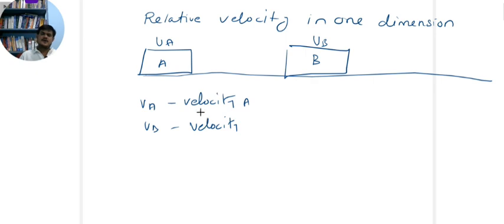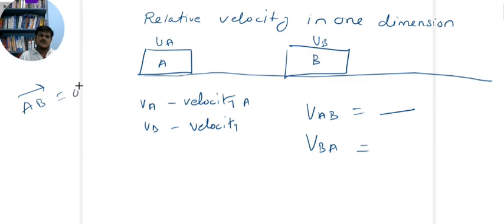Now my interest is to find the relative velocity of A with respect to B, and the relative velocity of B with respect to A. Generally, for position vectors, AB vector equals OB vector minus OA vector. In the same way, we can write VAB equals VA minus VB.